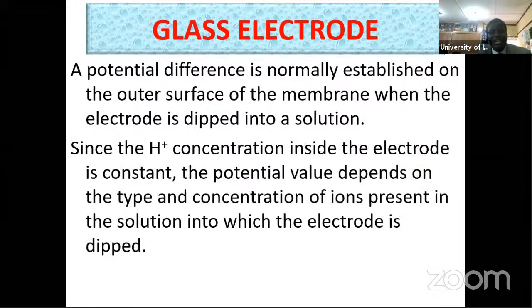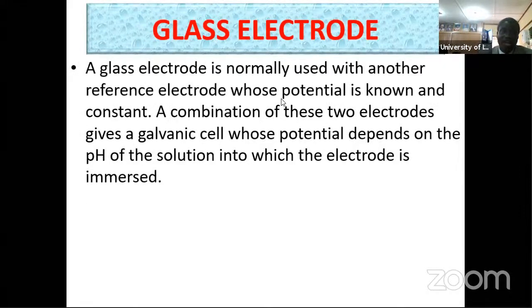So it's like you have one half cell outside, one half cell inside, and these are concentration cells because you'll be considering hydrogen in what you have outside and hydrogen in what you have inside. A glass electrode is normally used with another reference electrode, normally one which has a known combination, just like what we talked about earlier. And it must be one that will give you a galvanic cell. That means the E cell must be positive.